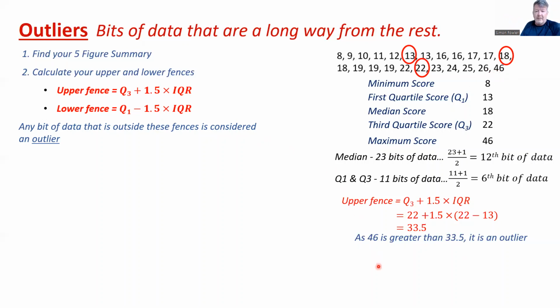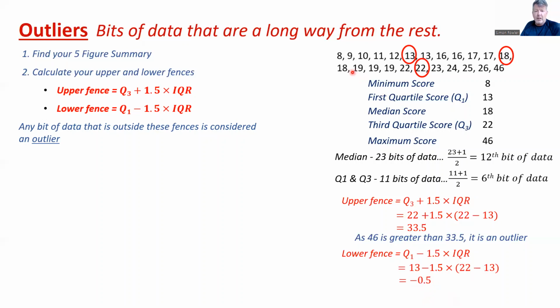All right, let's check the lower fence. So Q1 minus 1.5 times the IQR. So Q1 is 13. So I bring that down, equals 13 minus 1.5 times, again, IQR hasn't changed, 22 minus 13. So that works out to be negative 0.5.